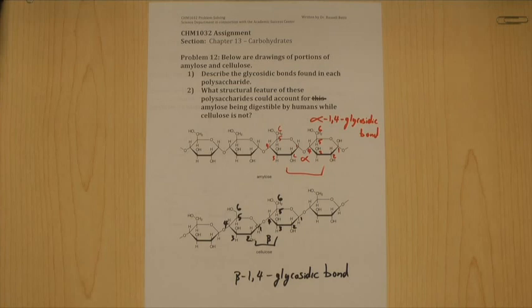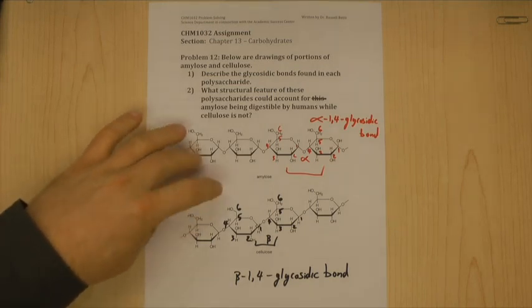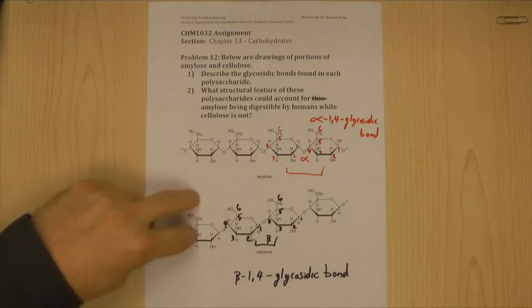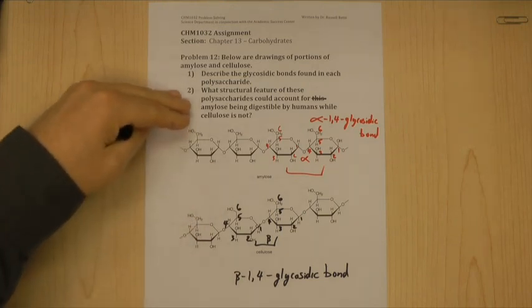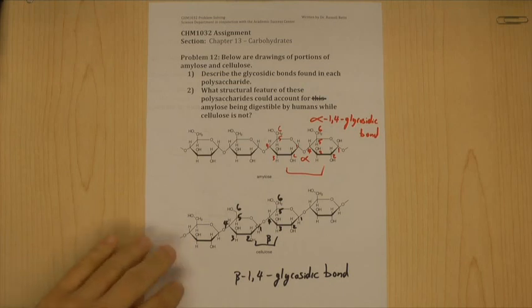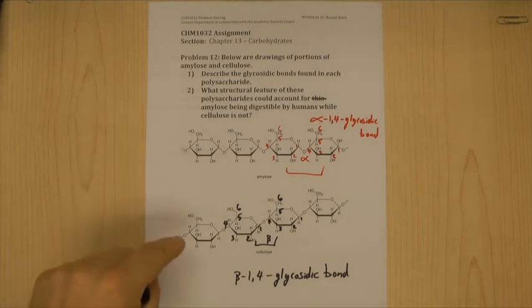Now, you may not have noticed, but this sugar and that sugar are the same. They're both made of glucose. Amylose and cellulose are both made of glucose. One more time, let's hammer that point home. Amylose and cellulose are both made of glucose. That's fabulous. They're both made of the same thing.